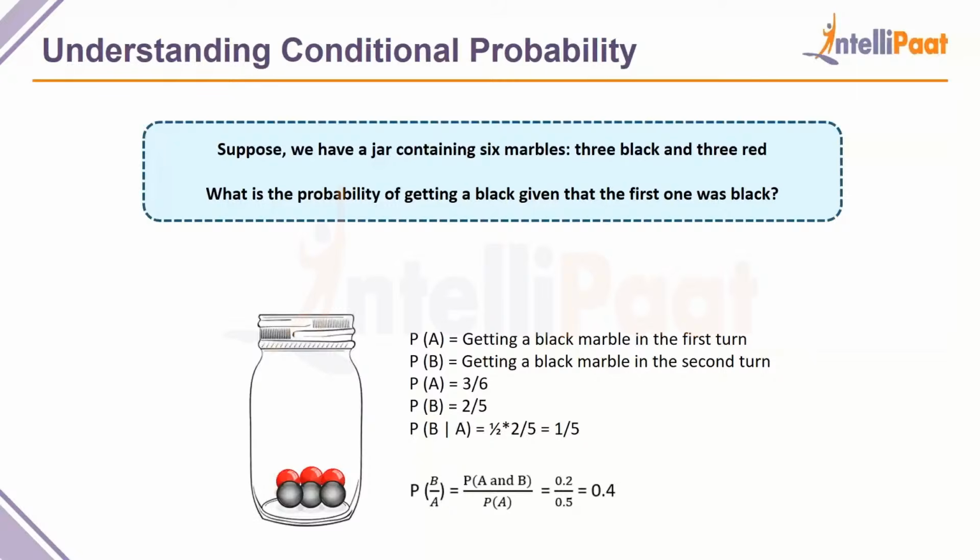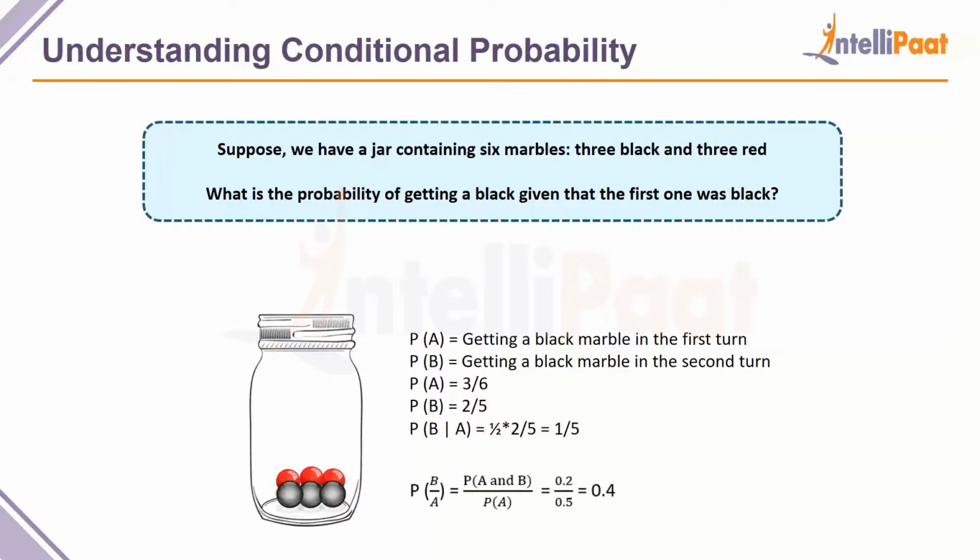So let's say the probability of A is getting a black marble in the first turn. This is the event that has already happened. Then there's the probability of getting a black marble on the second turn. Since you were trying to get a black marble in the first turn, there were 3 black marbles out of 6 marbles, so the probability is 3 by 6. On the other hand, the probability of getting a black marble in the second turn is 2 by 5, because now there are 2 black marbles out of 5 marbles remaining in the bag. We have not put the first marble that we took out back into the bag.